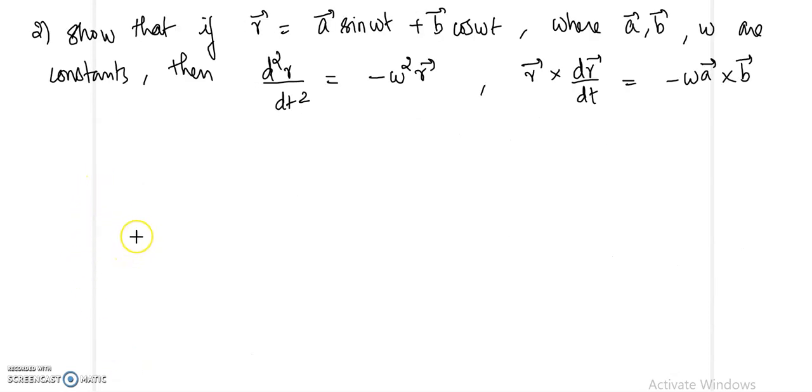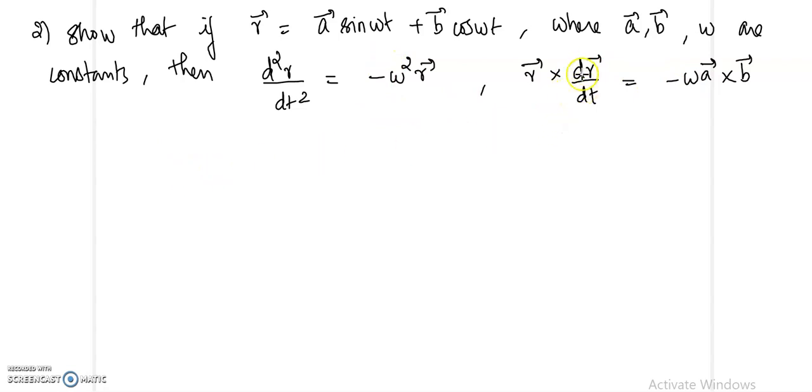Next question is, show that if r is equal to a sin omega t plus b cos omega t, where a, b, omega are constants, then d square r by dt square is equal to minus omega square r, and r cross dr by dt is minus omega a cross b. So here r is the given position vector. Now a and b are constant vectors, and omega is a scalar. Okay, so that is your given vector r, that is a sin omega t plus b cos omega t.